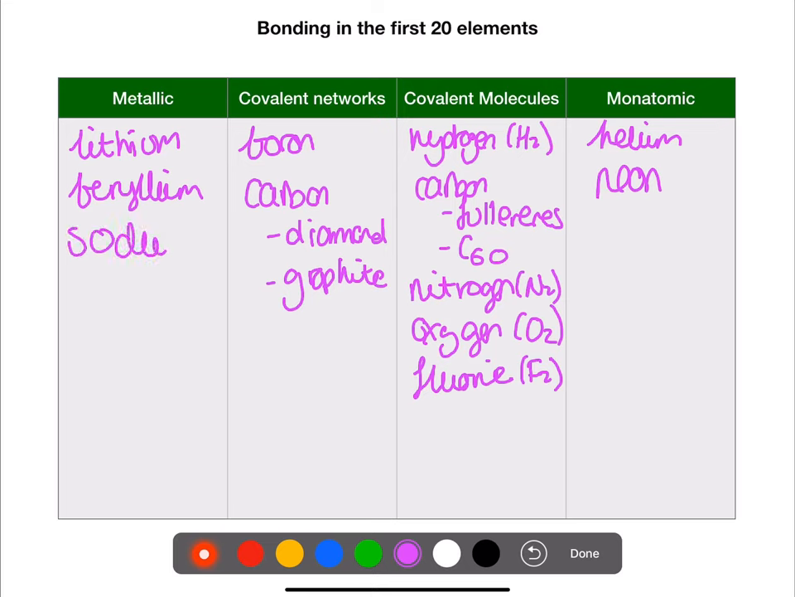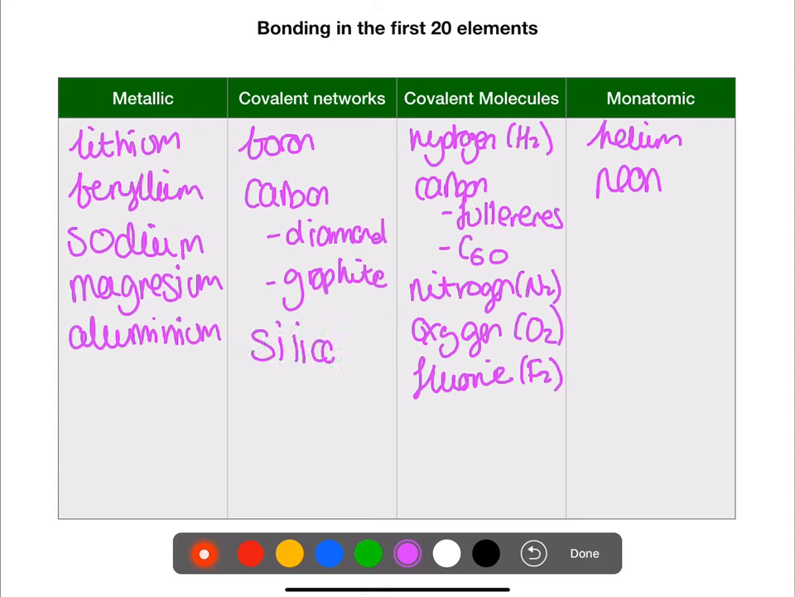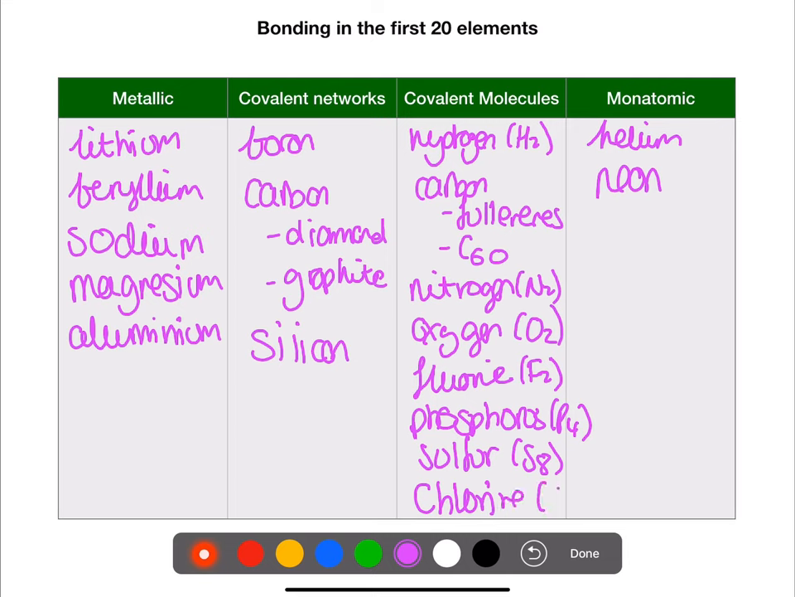We go back to the metallic elements. We have sodium, magnesium, and aluminium before we have our last covalent network, which is silicon. We then have two other small molecules, phosphorus, which is P4, and sulfur, which is S8, and then our last diatomic element, chlorine, Cl2. Argon, number 18, is a noble gas. And then we finish with two metallic elements, potassium and calcium.